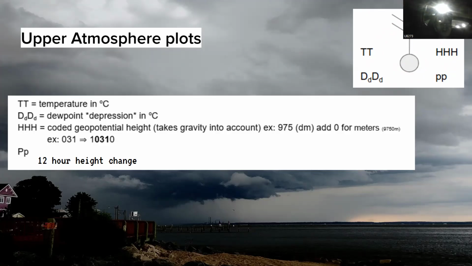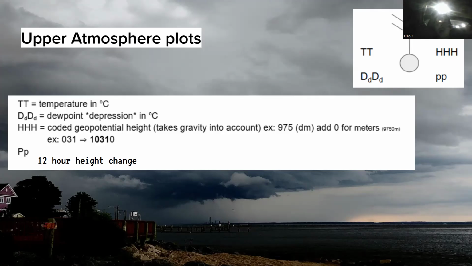This is the temperature in degrees Celsius that would be at that height. The DDDD is the dew point depression in degrees Celsius. So careful, it is the dew point depression, not temperature. The HHH is a coded geopotential height. So it's basically telling us a height, but it's coded. The reason we call this HHH is because there are three numbers that are going to happen for this.